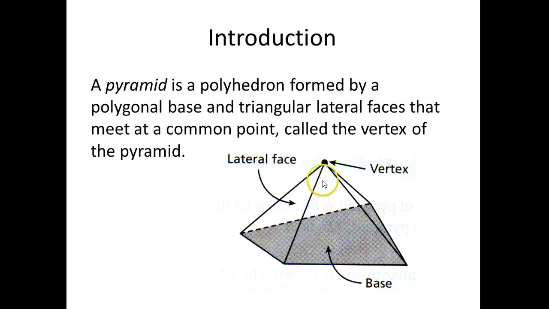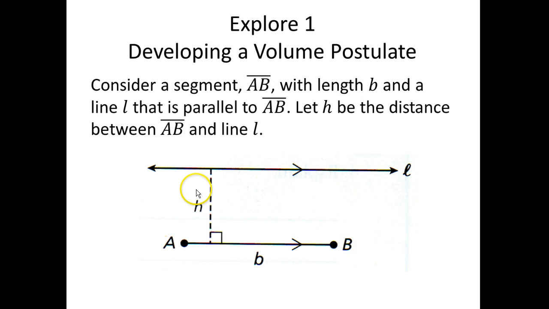Then you choose a point that's not in the plane of the base, so a point that's either above or below the base, and then you connect that point to all of the vertices of the original polygon that you chose for the base. Notice I would have created what we call a pyramid, with the point that we chose being the vertex of the pyramid, and all of these triangles on the sides are called lateral faces of the pyramid.